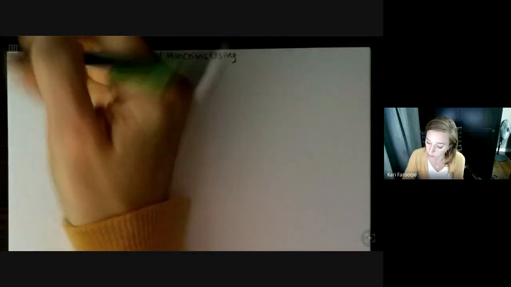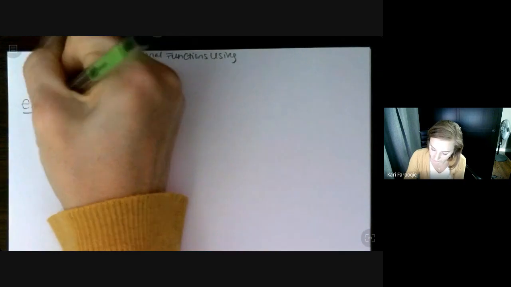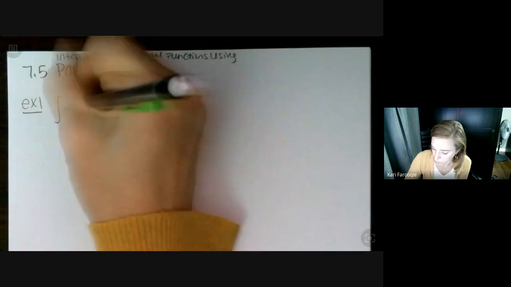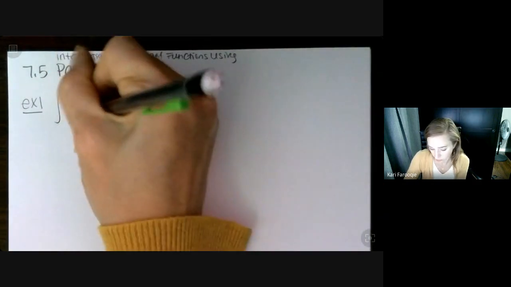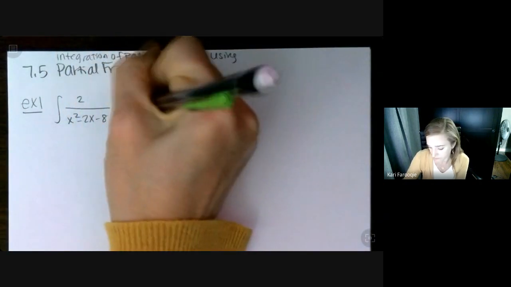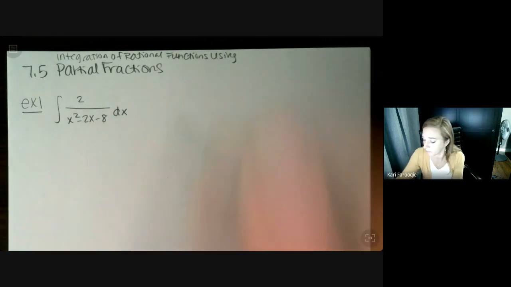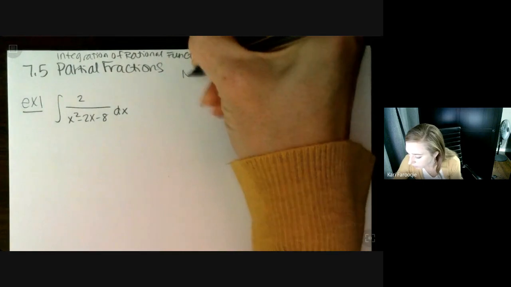Okay, so I'm going to start out with a really, really basic example. So this is the integral of 2 divided by x squared minus 2x minus 8 dx. The best part about this is that it's easy to recognize partial fraction integrals because either the denominator will already be factored or it's factorable. So you might want to make a note to self.